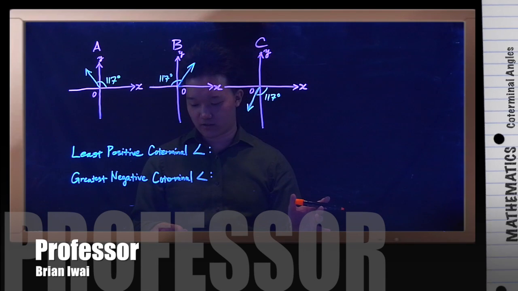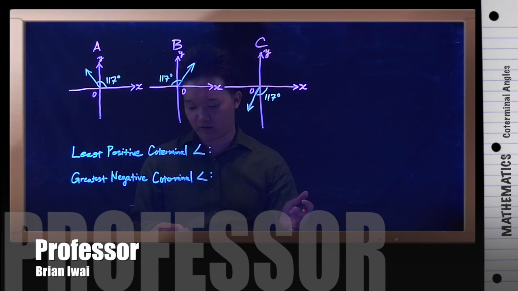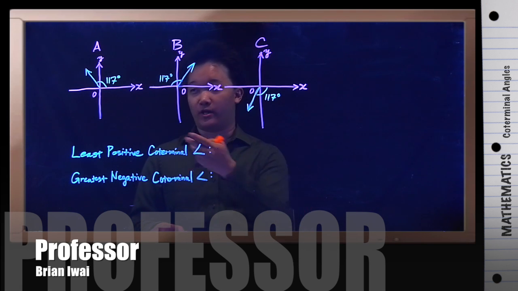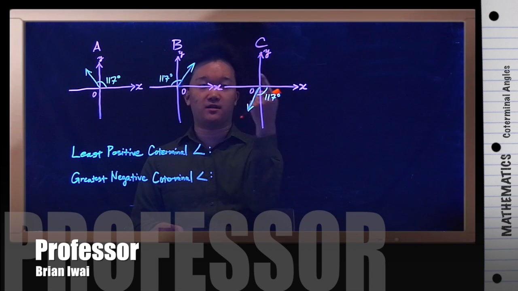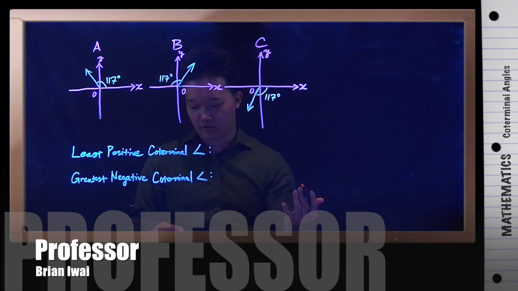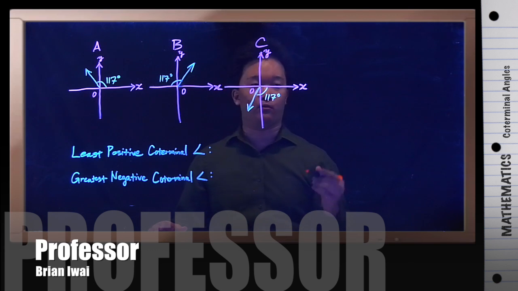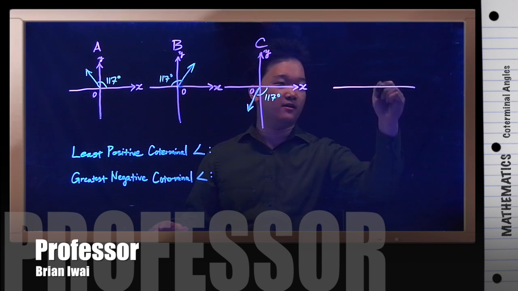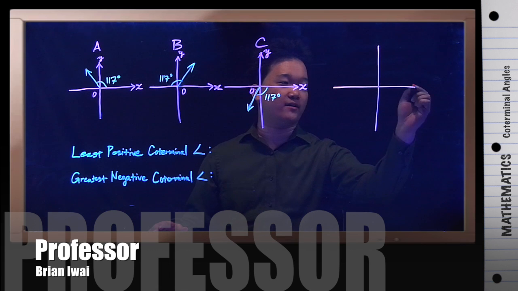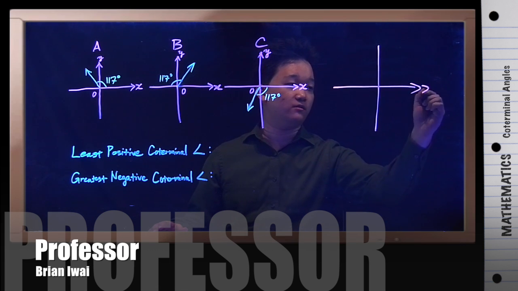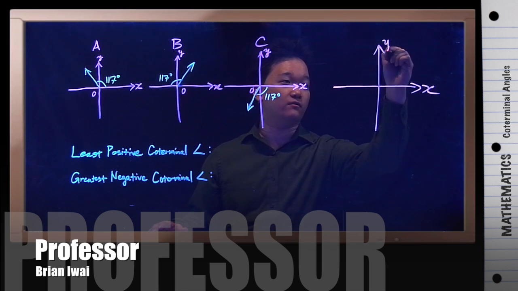All right, so in this question, we need to figure out the correct way to show 117 degrees, and we have three choices: choice A, choice B, and choice C. So first off, to know the correct way to represent an angle, we have to understand that we have an x-axis and a y-axis. The x-axis is the horizontal, and the y-axis is the vertical.